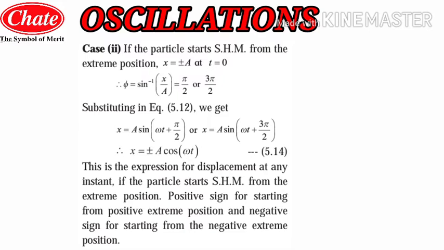Students, in equation 5.14 you can see the equation that we have derived. This is the expression for the displacement at any instant if the particle starts SHM from the extreme position. The positive sign is for starting from the positive extreme position, and the negative sign is for starting from the negative extreme position.